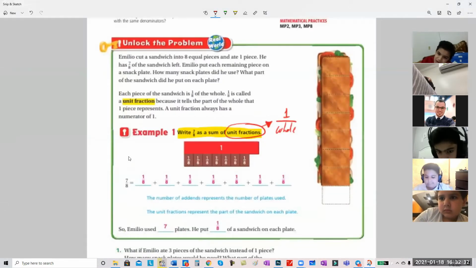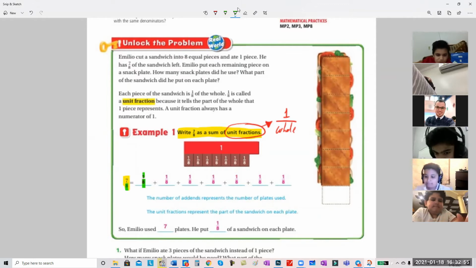Okay, so 7 over 8 here, we want to write it as a sum of unit fractions. So we're going to use the same denominator. The denominator is 8. And the unit fraction means we're going to use 1 in the numerator. So the unit fraction here will be 1 over 8.